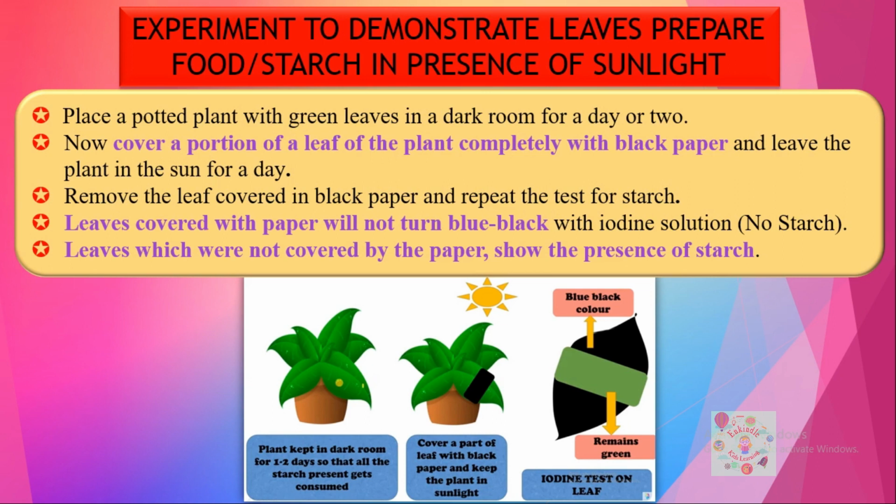Leaves covered with paper will not turn blue-black with iodine solution. That means there is no starch there. Leaves which were not covered by the paper show the presence of starch. So this proves that the leaves carry out photosynthesis in the presence of sunlight.